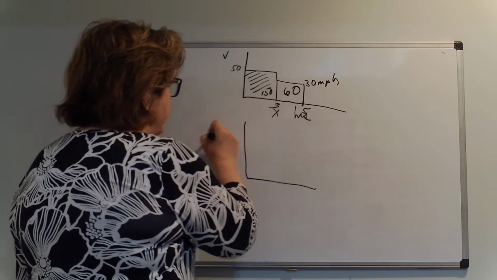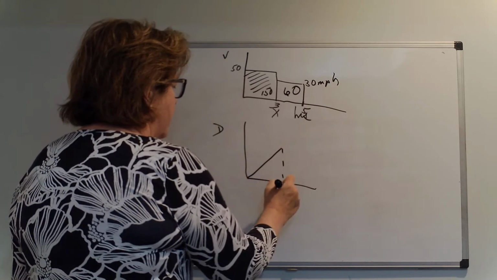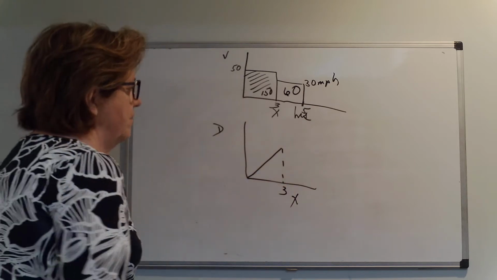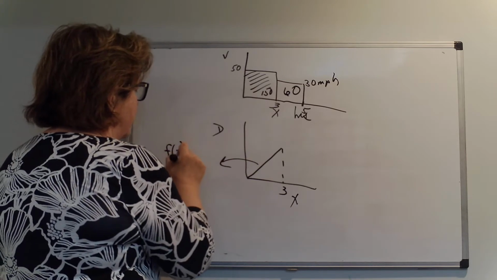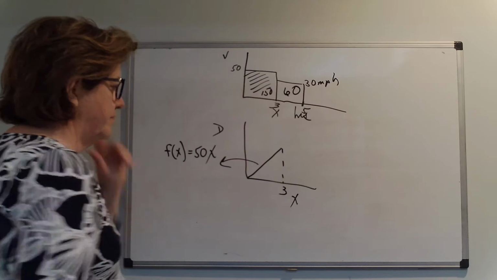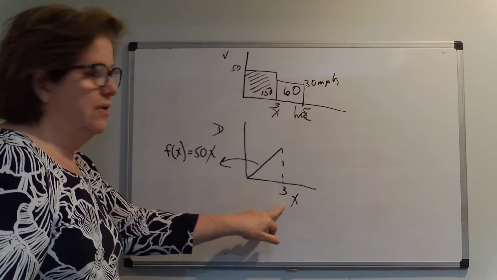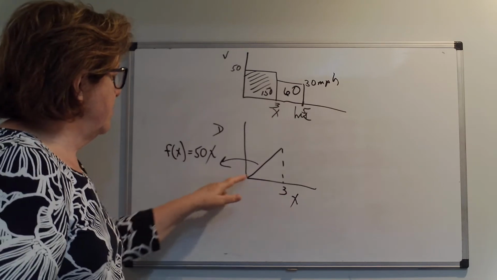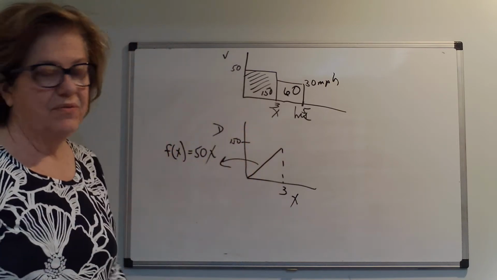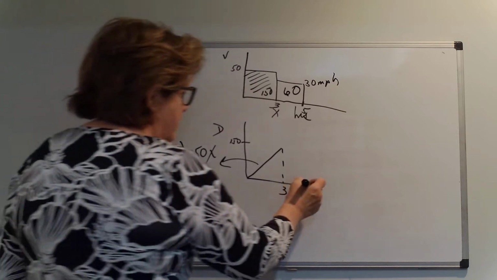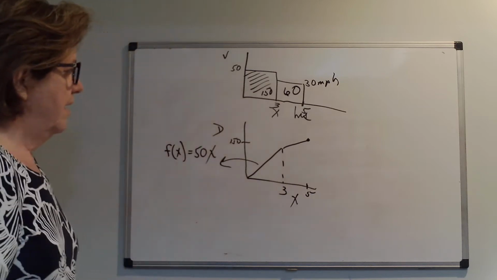If we do distance versus time, we said, well, for the first 3 hours we're traveling 50 miles per hour, so our function for the first 3 hours is f of x equals 50x. So for the first 3 hours we're traveling 50 miles per hour, so our distance at any time is number of hours times 50.